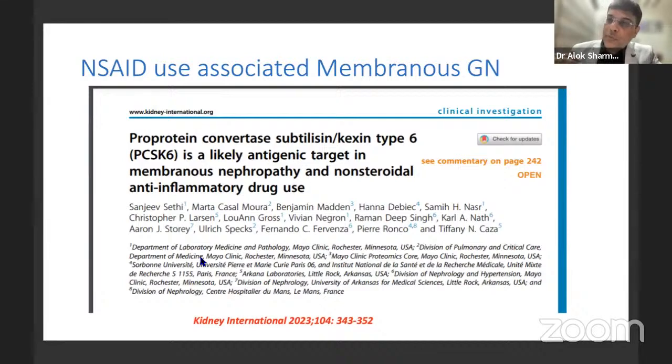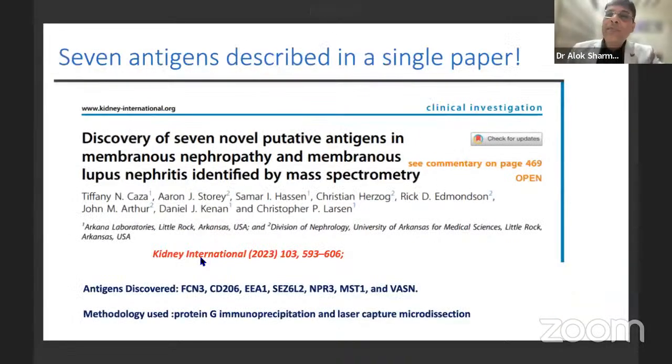So now we know what is happening. Apart from broad disease associations, we now have target antigens by which we can identify specific diseases per se. So that's a very important advancement which has been made over the years. So this paper came out in 2023. And as if this was not enough, a single paper gave 7 more antigens, taking the tally to 20. So now we have 20 antigens which have been described.